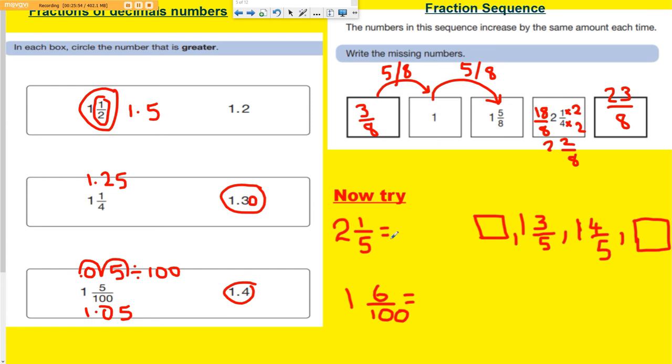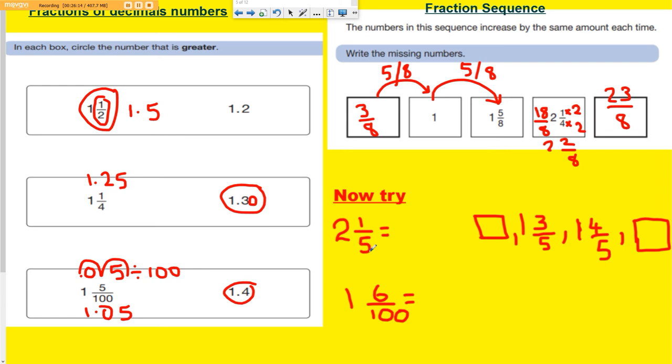Now what I needed you to do with this one, I wanted you to write this as a decimal, and I also would like you to fill in the 2 missing boxes for this one for me, please. Okay, so I'm going to pause it now, and I would like you to have a real go at it. Have fun.